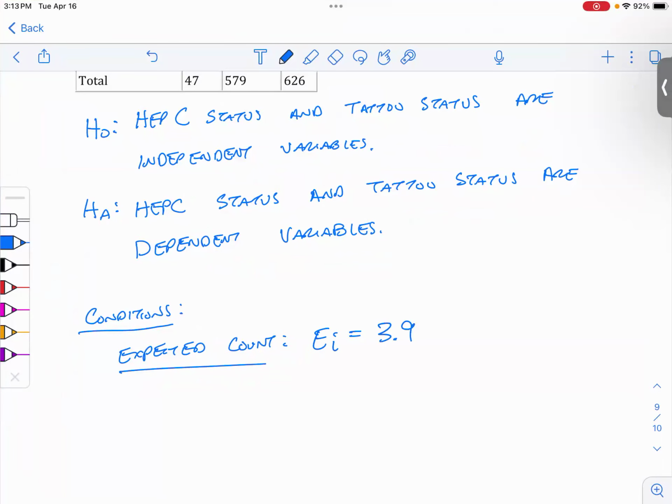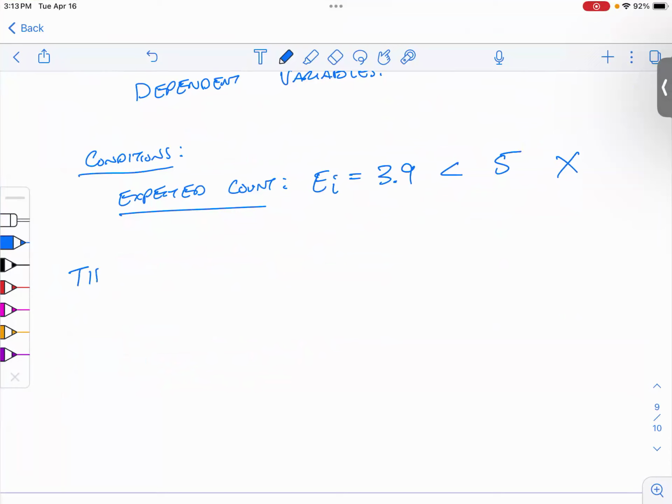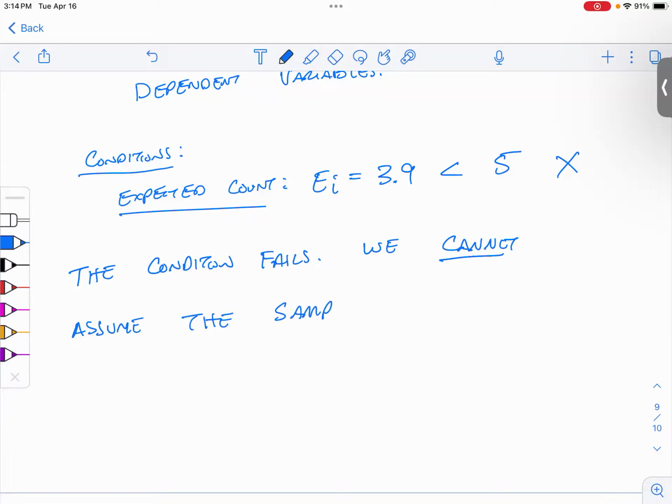Is that greater than 5? No. So less than 5, the condition fails. We cannot assume the sampling distribution is chi-squared.